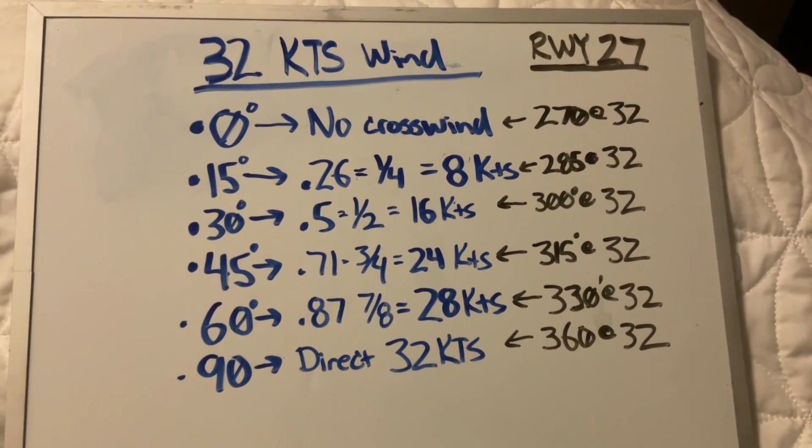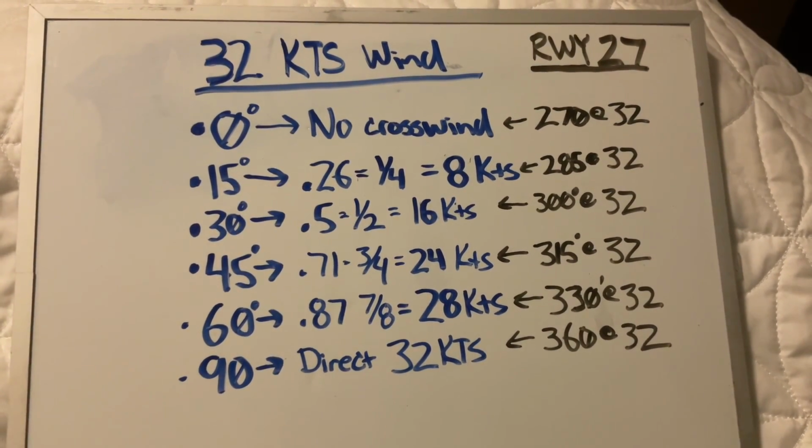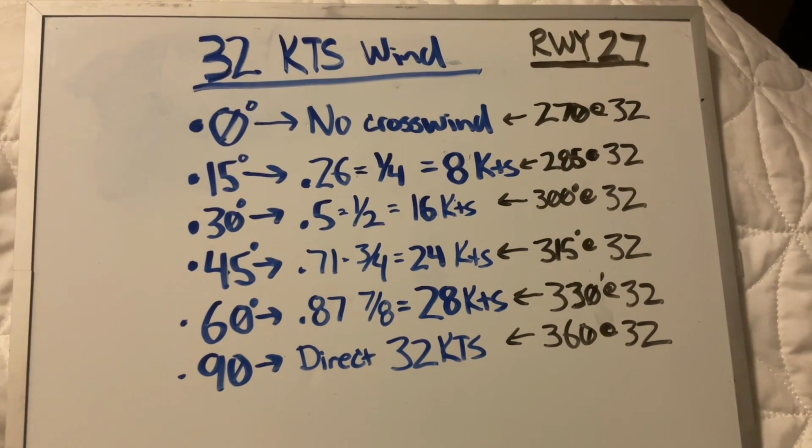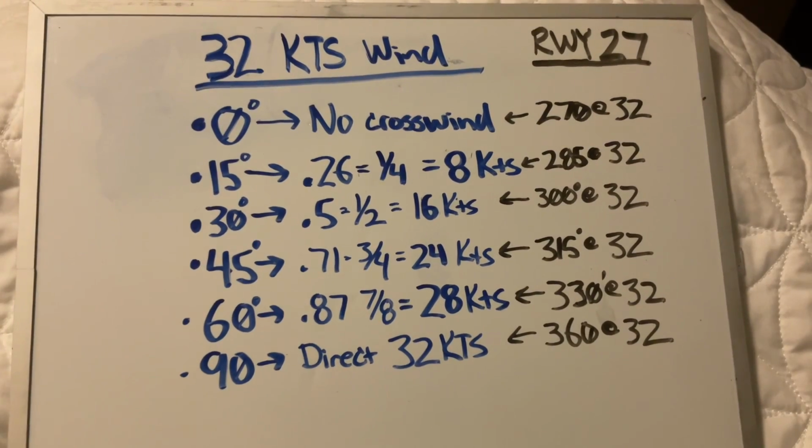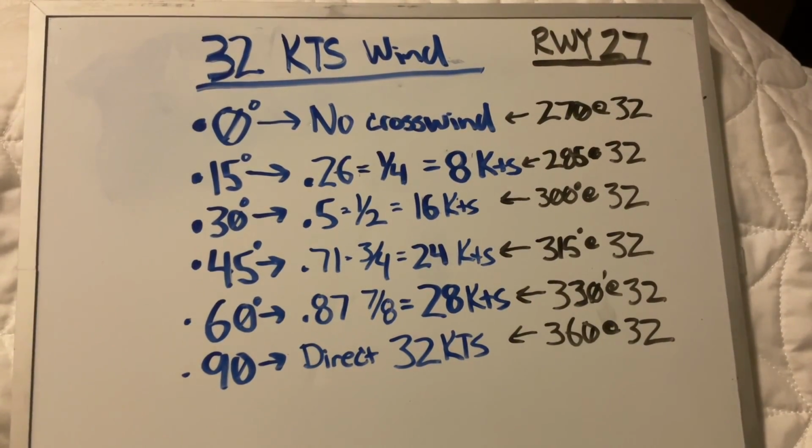If the wind's reported at 300 at 32, then that'd be 30 degrees off a runway heading, and we just take the wind and we cut it in half. So half of 32 is 16.